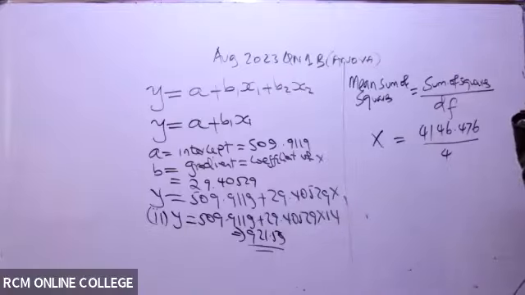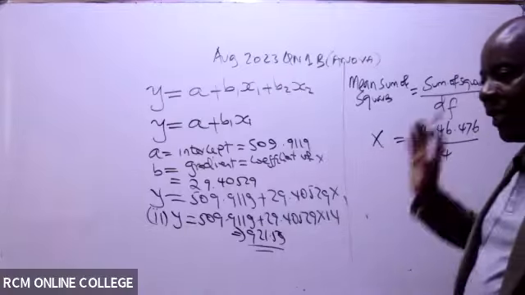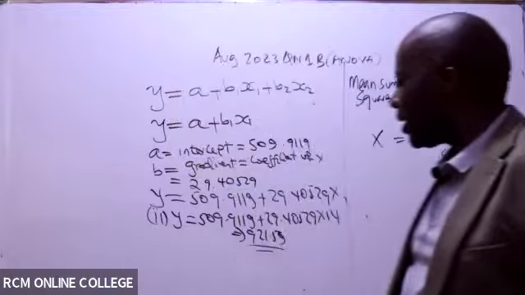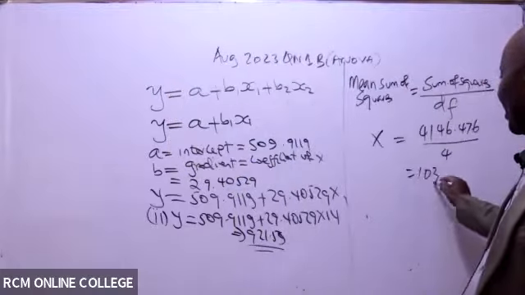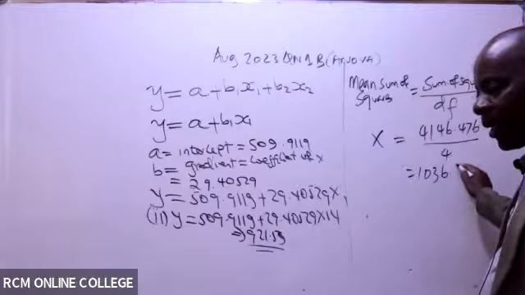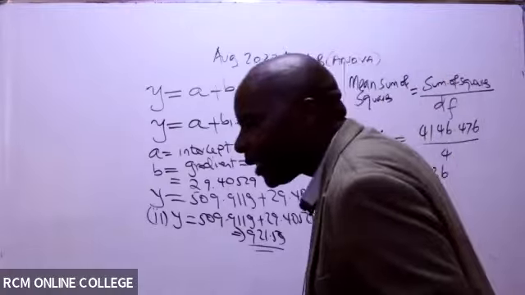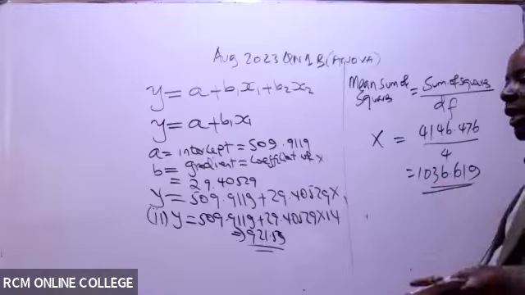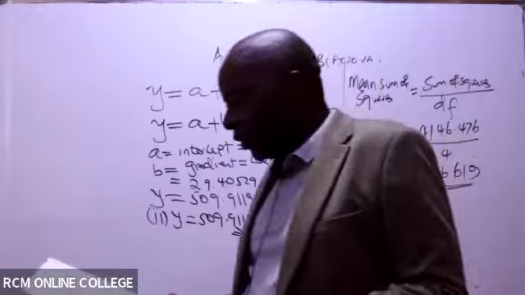So then x will end up giving us what figure? I can see an answer here, 11.619. Great. Thank you so much. That's very, very good.